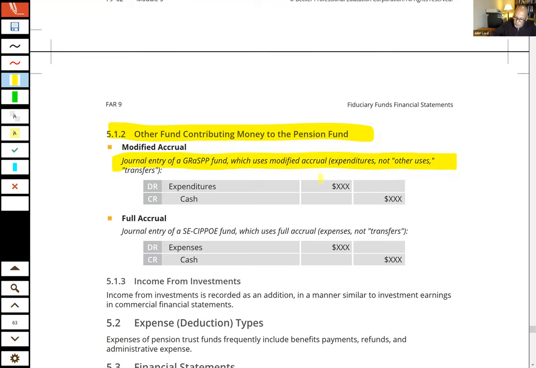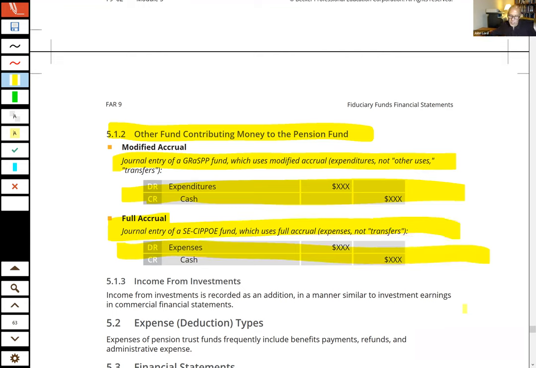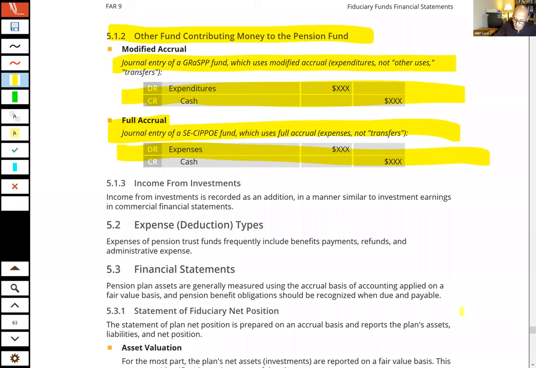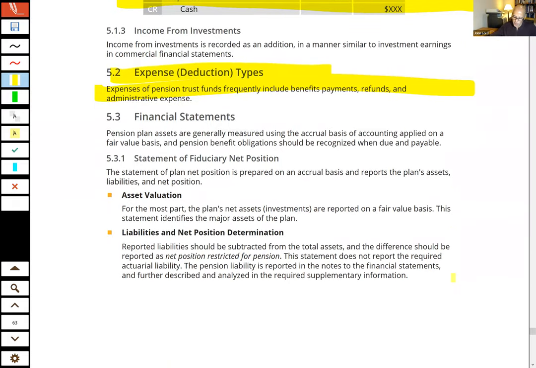If it was one of the governmental funds, they would debit expenditure when they contribute. If it was one of the other funds, then they're going to debit expense, but they're not asking you here. I'm not showing you the journal entry of the pension fund. I'm showing you the journal entry of the fund that is contributing to the pension fund. And then when the pension fund pays out benefits, retirement benefits and whatnot, they're going to show that as a deduction.